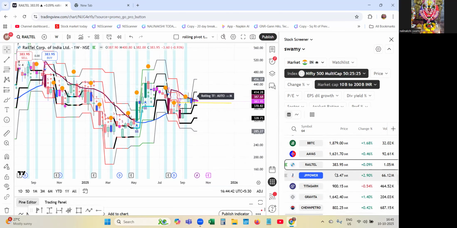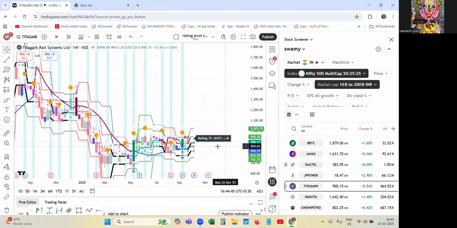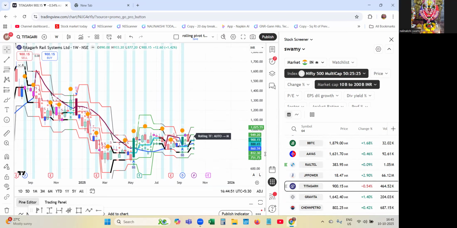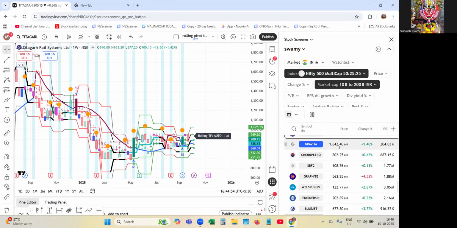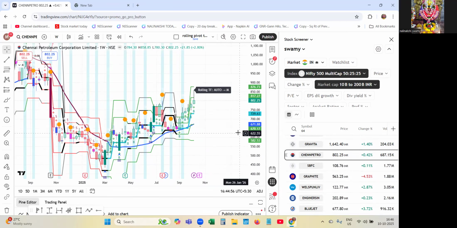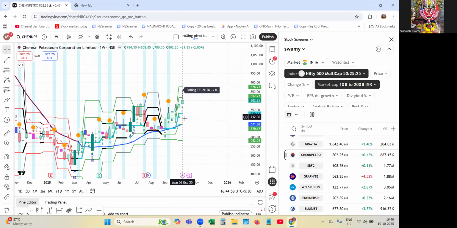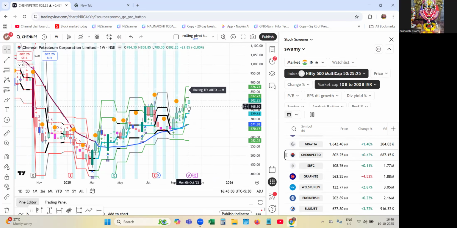Let me put it. Titagarh Wagons, after the downfall, on weekly, it is showing some sort of reversal. You can consider Gravita, Chennai Petro. Chennai Petro is slowly showing a reversal here. Very beautiful. Since last month, it is in the uptrend. So you can consider this. Okay, friends, this is the way you can make your own screener very easy. Very easy.